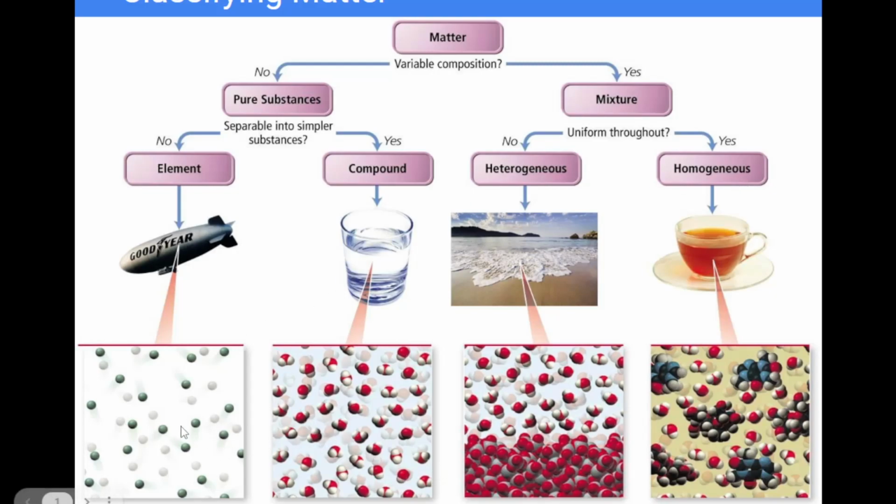Elements and compounds, I think that's pretty straightforward. Heterogeneous and homogeneous is a little tricky. Think about heterogeneous as sometimes having layers or chunks, but homogeneous is an even distribution of the particles in that mixture.